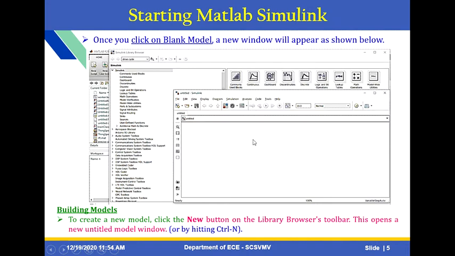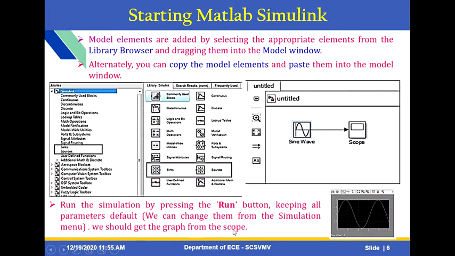Just drag and drop the blocks you need. Otherwise, right click on it and click add to model, and it will automatically come here. This block. Then you will be able to design your particular project. This is our step for starting Simulink.